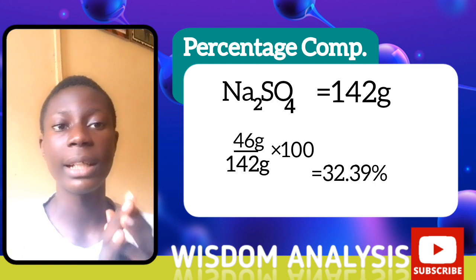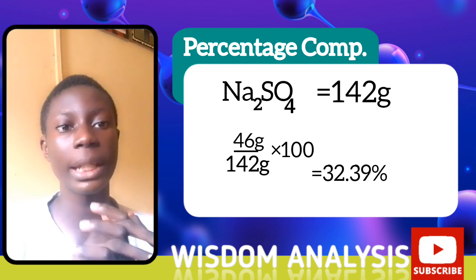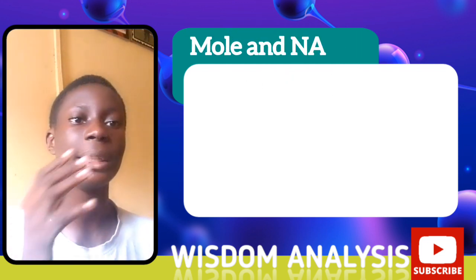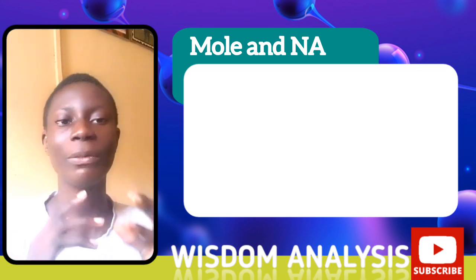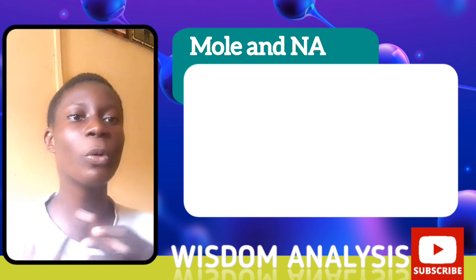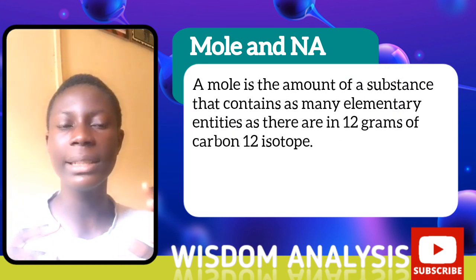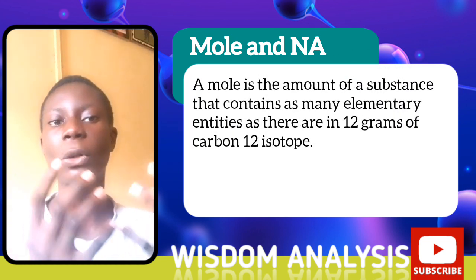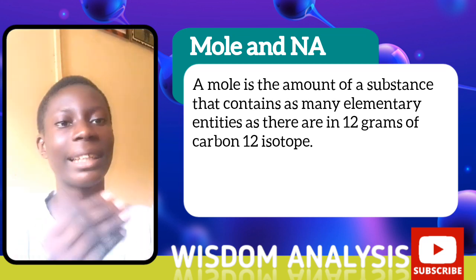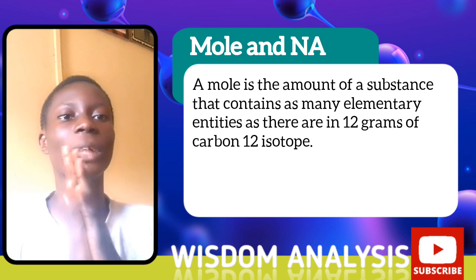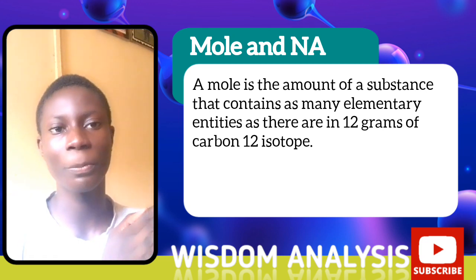So now that we have said that, let's go straight into the next deal on the table, which is the mole and Avogadro's number. Okay, generally the mole will give you one definition, but I will give you a simpler one. So the definition you mostly see is that a mole is the amount of a substance that contains as many elementary entities as there are in 12 grams of carbon-12 isotope.